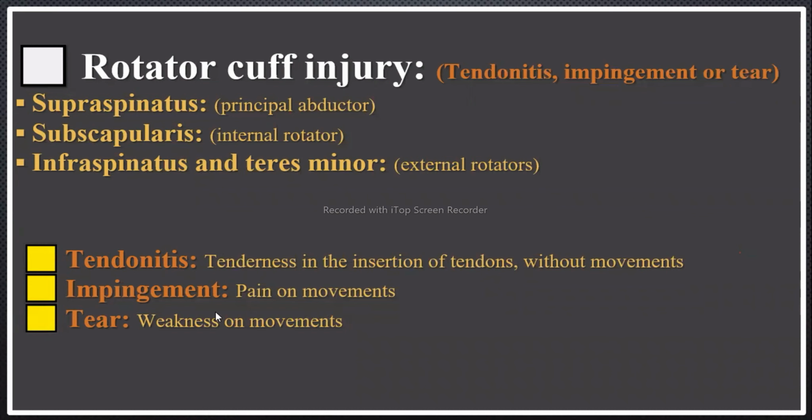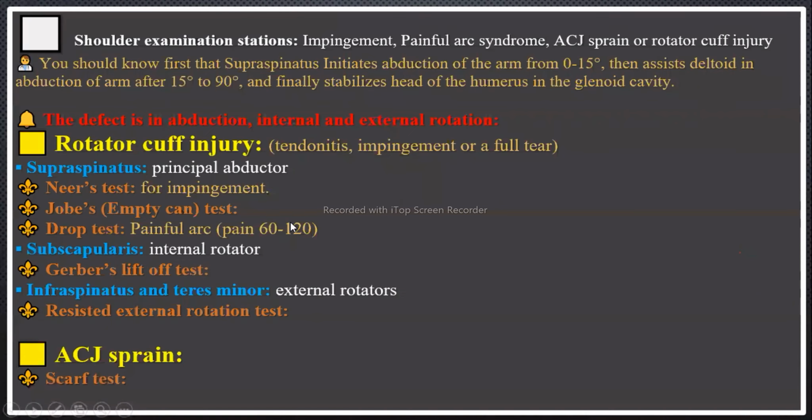Okay, so here we finished this one already. Regarding supraspinatus, you have 3 tests. They can ask you in the exam. Supraspinatus, you have 3 tests: Neer test, Jobe's test or empty can test, and the drop test. We will describe everything. It will be easy. How many tests for supraspinatus? 3 tests: Neer test, Jobe's test, drop test. Or you can say empty can test for Jobe's test.